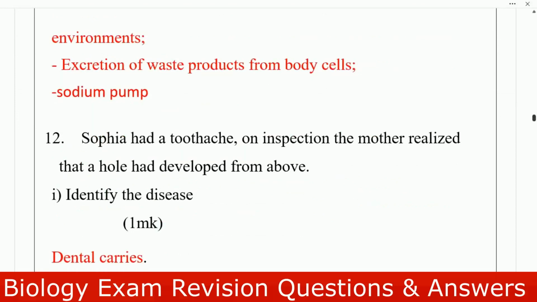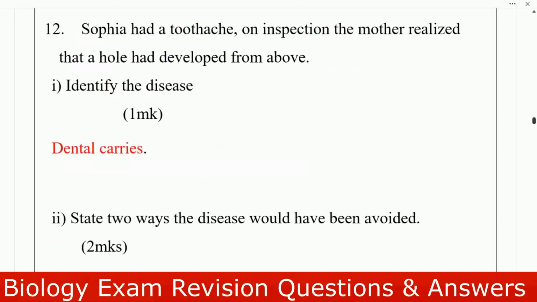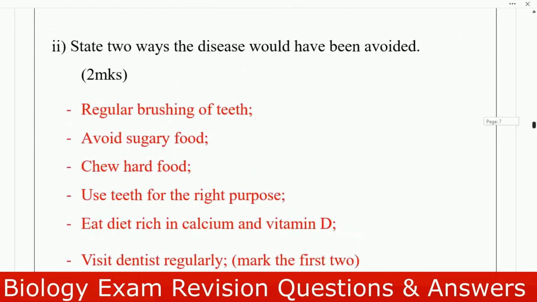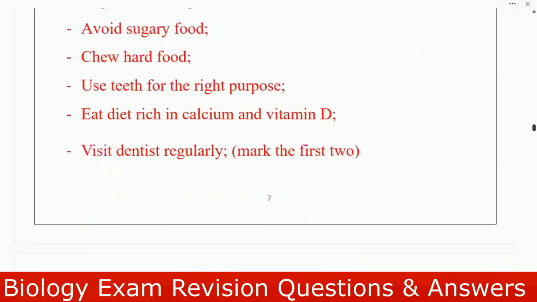Then, sodium pump. Number 12, Sophia had a toothache. On inspection, the mother realized that a hole had developed from above. Identify the disease. That one is dental caries. Number 2, state 2 ways the disease would have been avoided. Number 1, regular brushing of the teeth. Number 2, avoid sugary food. Next, chew hard food. Next, use teeth for the right purpose. Next, eat a diet rich in calcium and vitamin D.